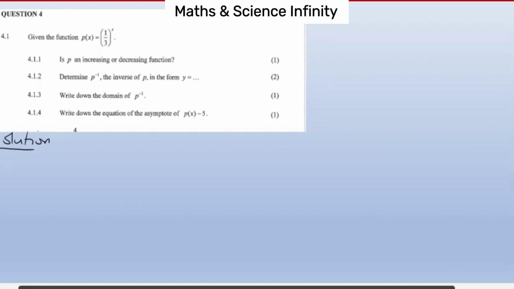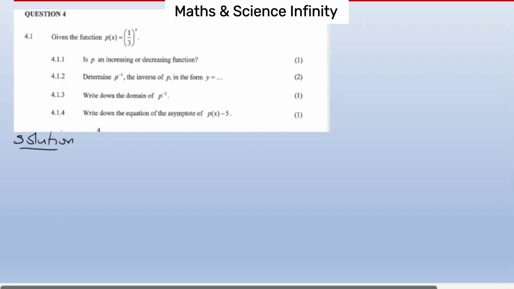The question is: is p an increasing or decreasing function? From what we've just discussed, we all know it's a decreasing function because b is less than 1 and greater than 0. So we're just going to write decreasing, correct? Now we quickly move to 4.1.2.